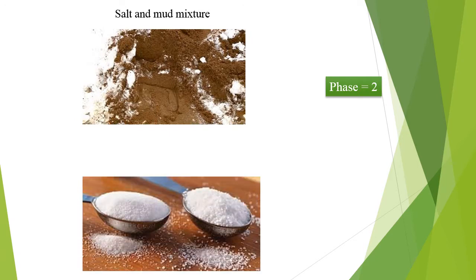Let us see one more example. I have in one spoon sugar, another spoon salt. If I mix these two together, what will happen? Will it be a single phase or a two phase? Surely it is going to be two phase, because I can distinguish the crystal nature of the salt and sugar because they are of different crystal structure. I can distinguish by naked eye itself. Even under a microscope, I can distinguish very well.